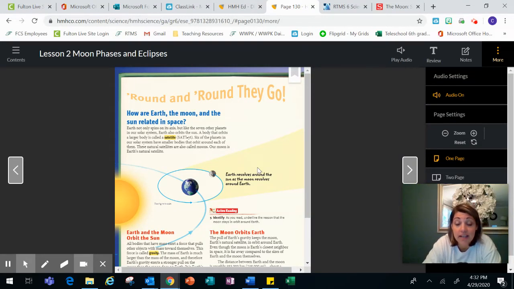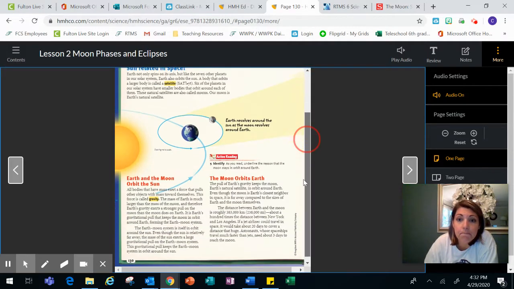This week's lesson is about our moon, Luna, and we'll talk about moon phases a little bit and solar and lunar eclipses. So you should have read pages 129 to 136. We'll look at them together a little bit here.